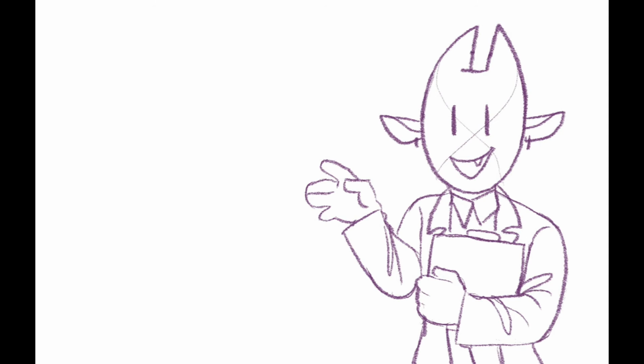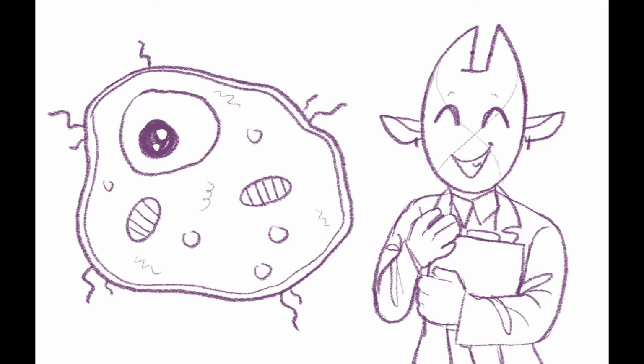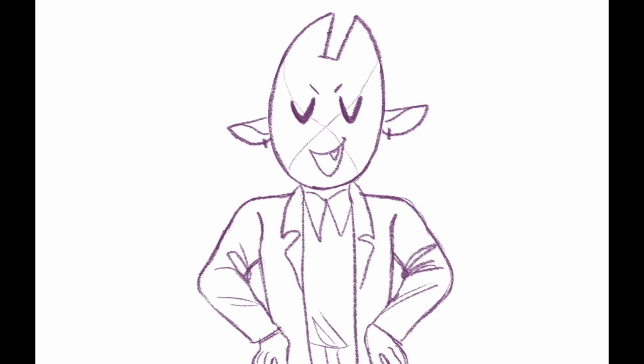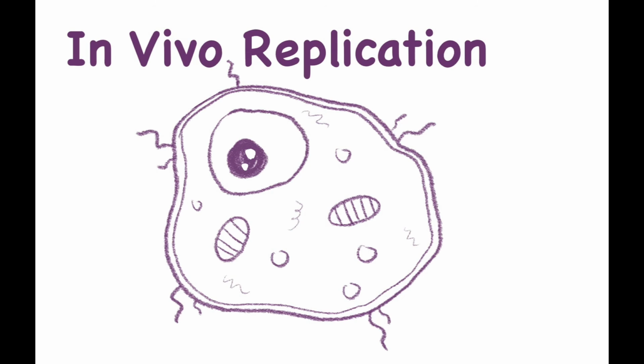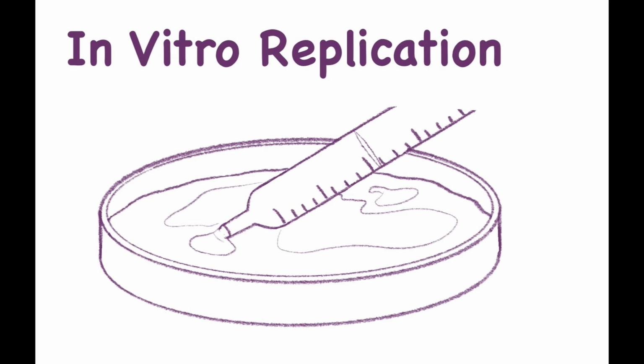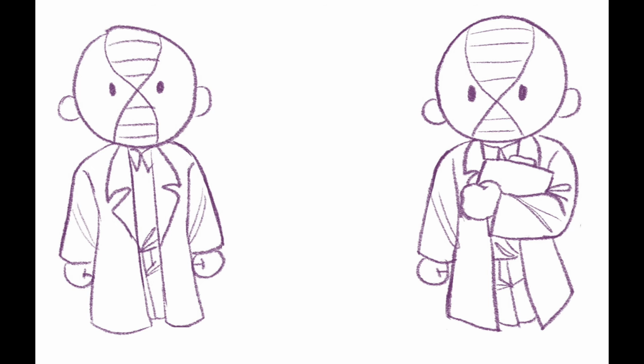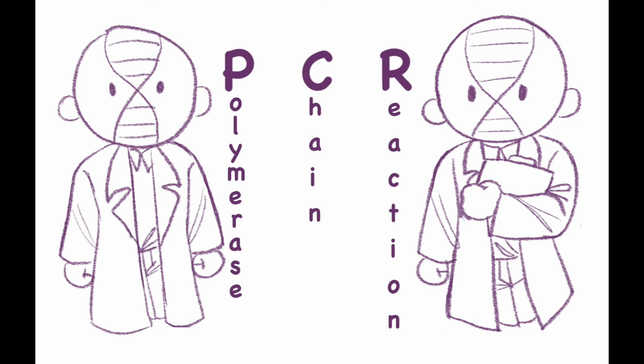Welp, that's the end of DNA replication. In vivo, at least. You thought we were done? Nope. Not yet. We have one more topic to discuss. Did you catch how I've been describing this replication as being in vivo? Well, that's because there's another type of replication called in vitro, and this takes place outside of the cell. This is done in a lab environment and has been coined PCR, which stands for polymerase chain reaction.